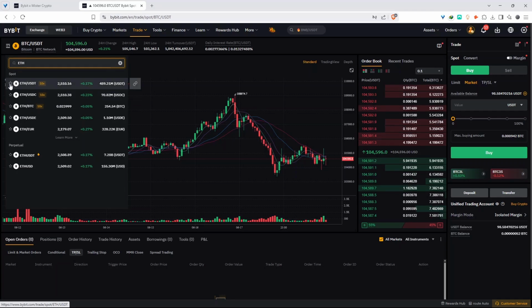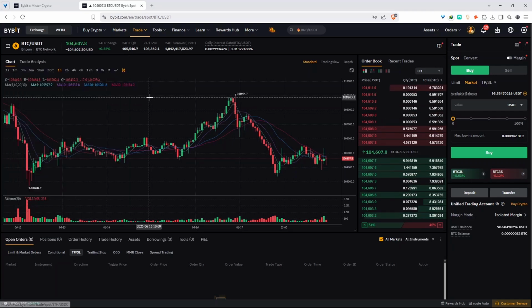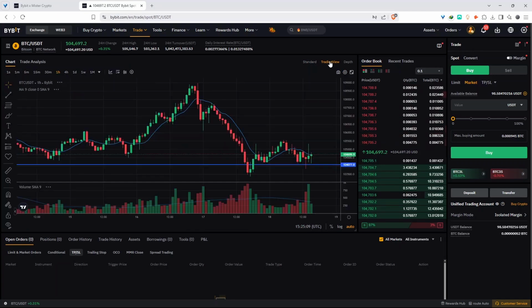Now, let's set up your chart. I strongly recommend using TradingView here, as it offers a much more in-depth and professional charting experience compared to the standard view. Always use a candlestick chart, as it provides far more detailed trading information than a simple line chart, and it's what professionals primarily use.